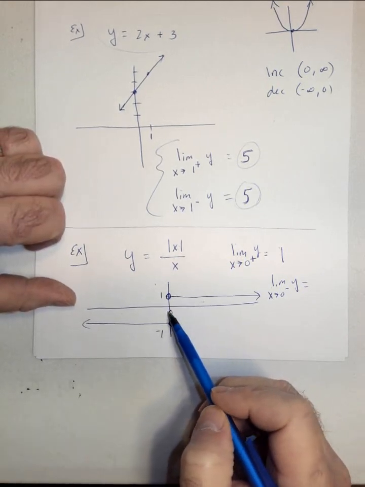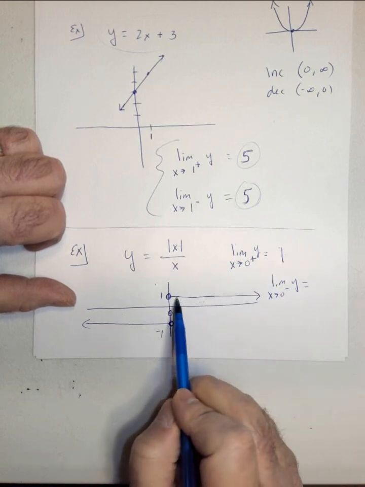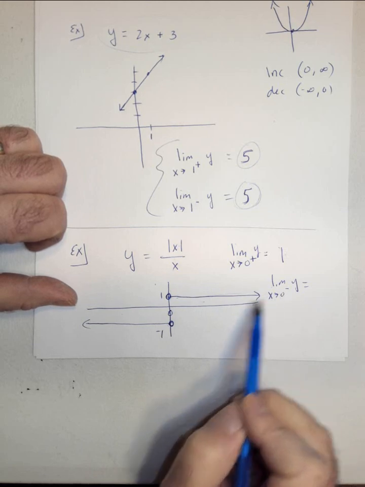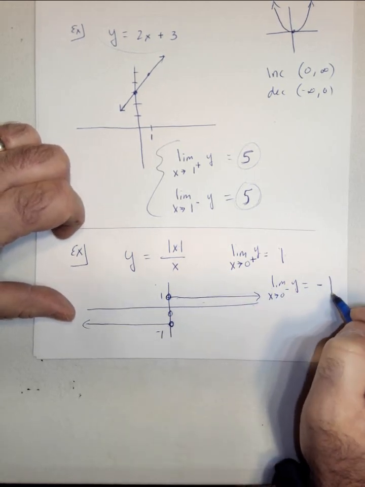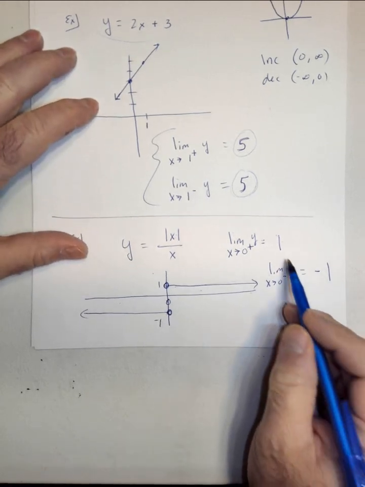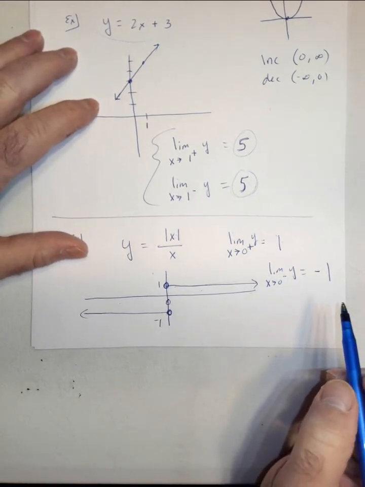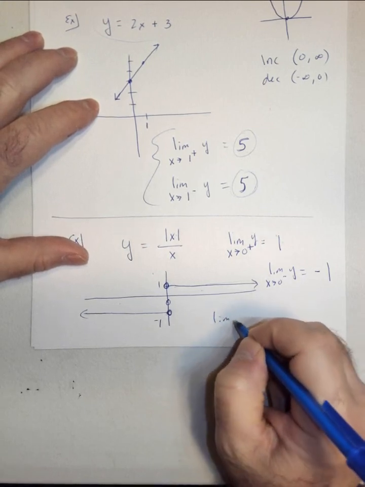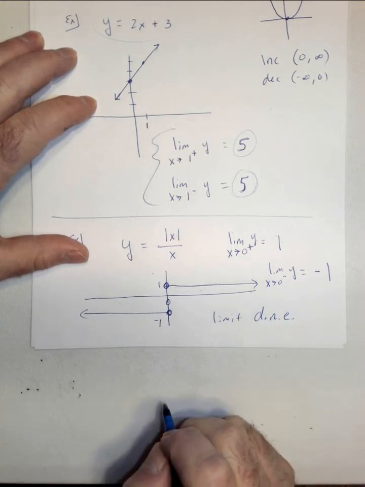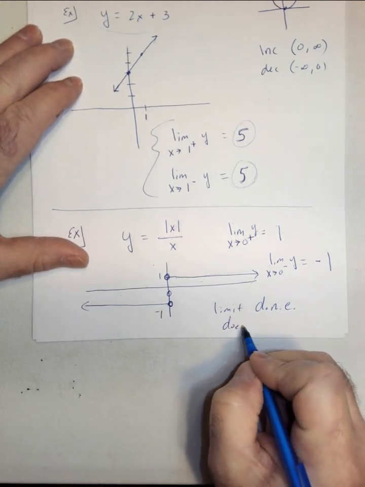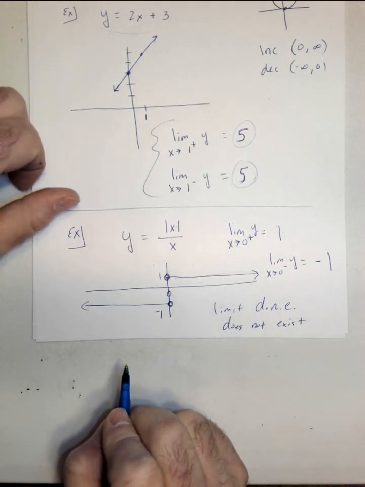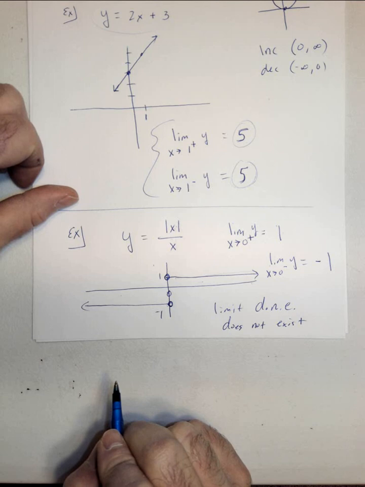So as we approach 0 from the right, we have a limit of 1, and as we approach 0 from the left, we have a limit of -1. Since these two limits are not the same number, we say the limit DNE, which is short for does not exist. So the limit does not exist.